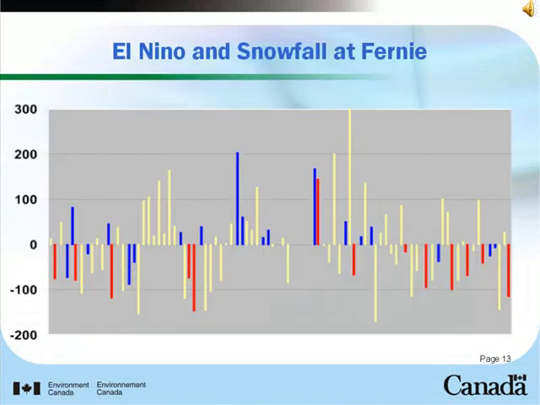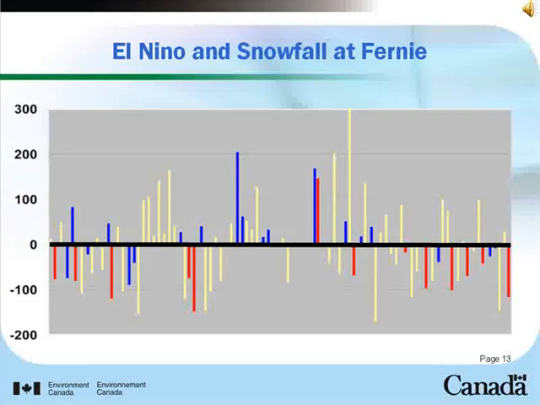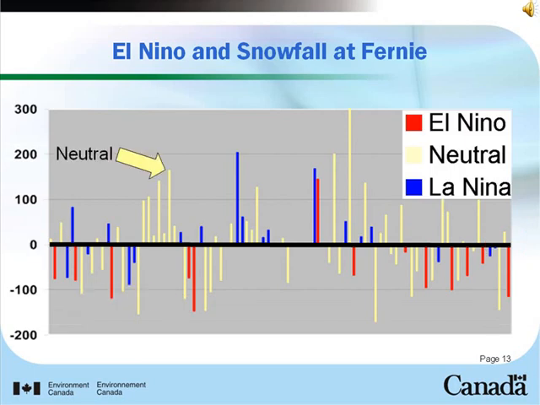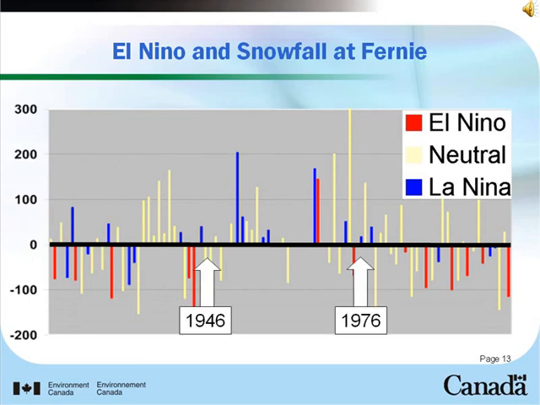This graph charts El Niño and snowfall at Fernie. The departure, or difference from normal snowfall, is on the vertical axis in centimeters. The black line in the middle represents zero departure from normal, or normal snowfall. The graph covers the period from 1913 to 2003. El Niño years are identified in red, neutral years in yellow, and La Niña years in blue. Recall the important dates of 1946 and 1976.